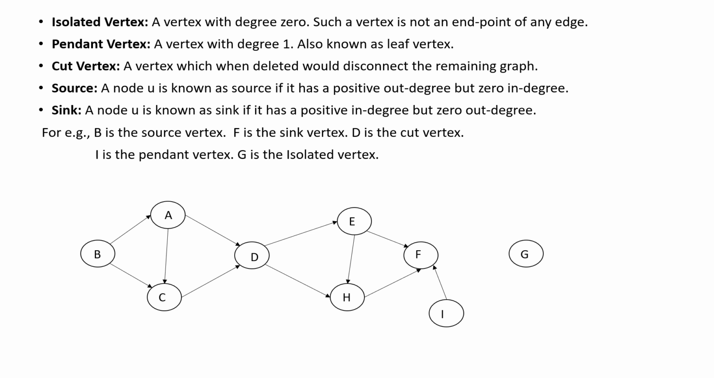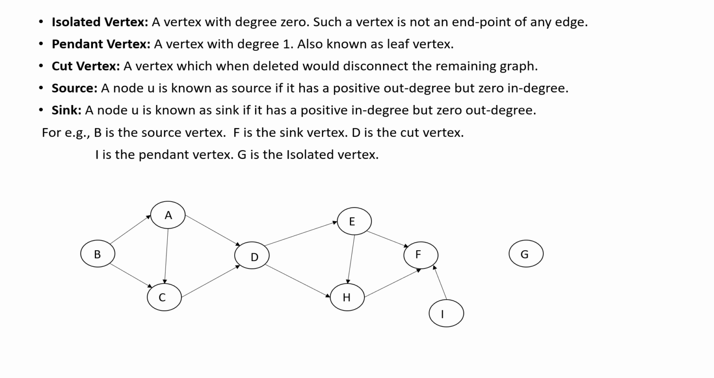A cut vertex is a vertex which, when deleted, would disconnect the remaining graph. As we can see in the graph shown below, D is the cut vertex because if we delete D from the graph, it will disconnect the graph. ABC itself will become a graph and EHFI will itself become a graph. Therefore D is connecting the graphs and D is the cut vertex.